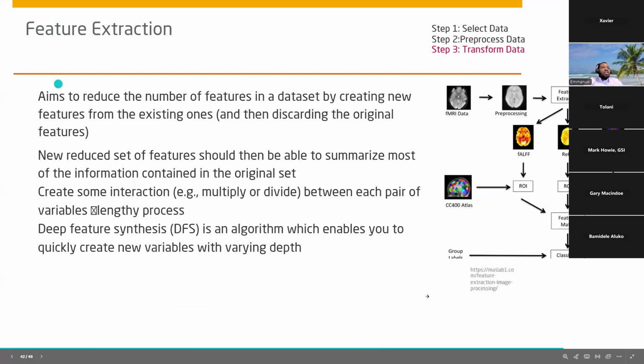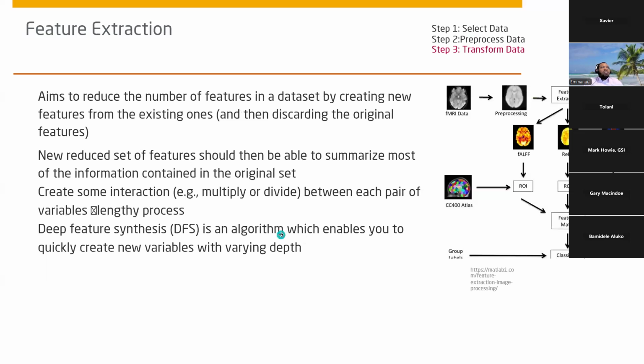And feature extraction, as I said, this particular one is an example of image processing. Feature extraction aims to reduce the number of features in the data set by creating new features from the existing ones, and then it discards the original features. So it highlights features that are useful, and you focus on what is rich for your data sets. The new reduced set of features should be able to summarize most of the information contained in the original set.